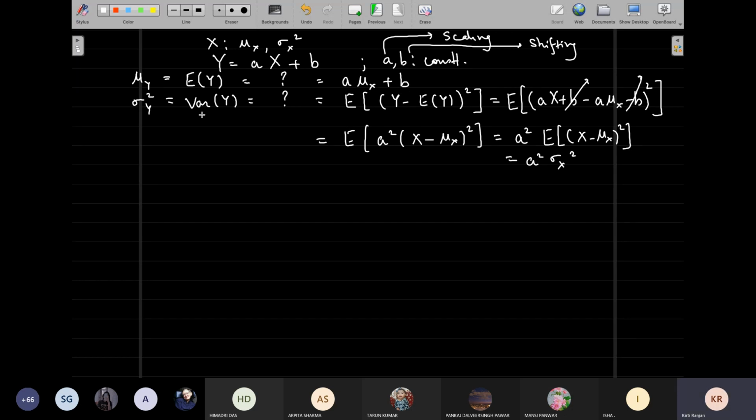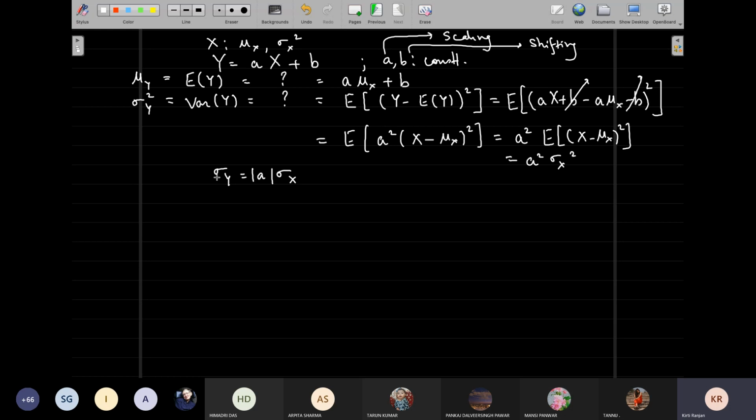But variance, the spread about the mean, when you find out, you figure out that just shifting the random variable does not affect the variance. However, if the random variable is scaled, then the variance turns out to be a square times sigma x square. In fact, you can also write sigma y with sigma x, where sigma y is the standard deviation. What will be this? A times sigma x.